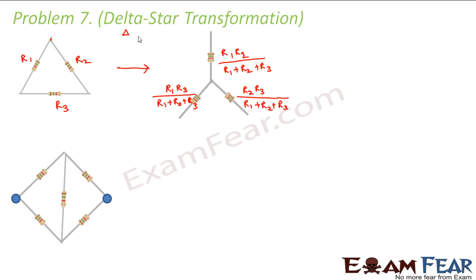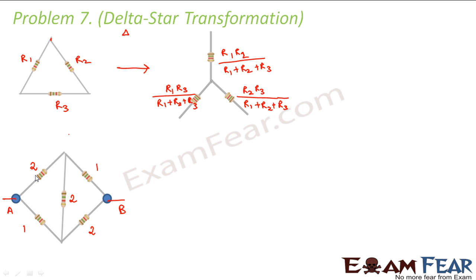Let us suppose we have this circuit and we have to calculate the equivalent resistance between these two points. Let us say this is point A and this is point B. Now you must be thinking that this looks like a Wheatstone bridge, so why not apply Wheatstone bridge? But wait, I haven't mentioned the value of the resistances. Let us suppose this is 2 ohms, this is 1 ohm, this is 2 ohms, this is 1 ohm and this is 2 ohms.